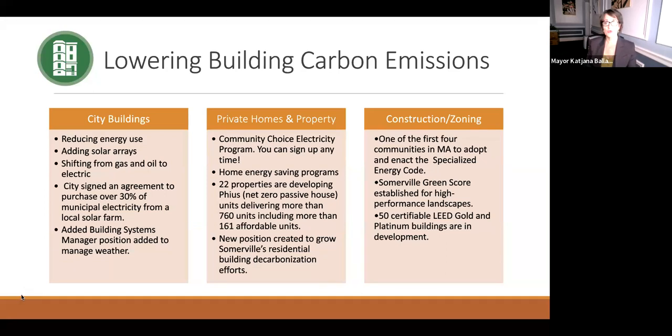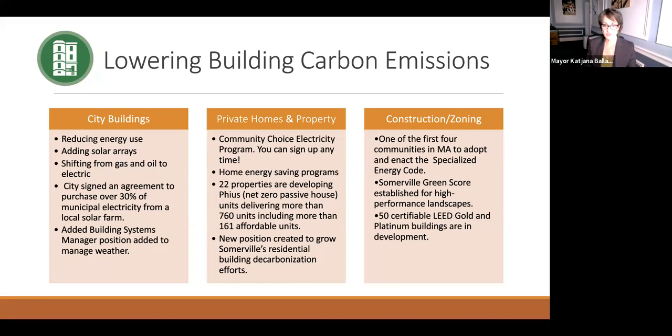To start, we're working to reduce building emissions in a number of ways. In our own buildings, we've steadily been reducing energy use and shifting to renewable energy sources. For example, about 3-4 weeks ago, I signed a contract to get 30% of municipal electricity from a local Massachusetts solar farm. For private homes and properties, we've been aiding the shift to renewables in a number of ways.